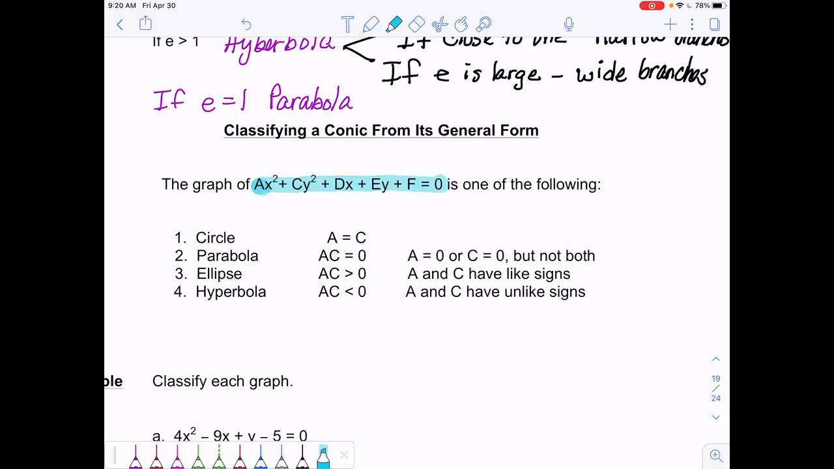We are going to focus on the 2 squared values because that really is what determines our conic. So for it to be a circle, A and C, the number in front of the squared terms, must be the same.